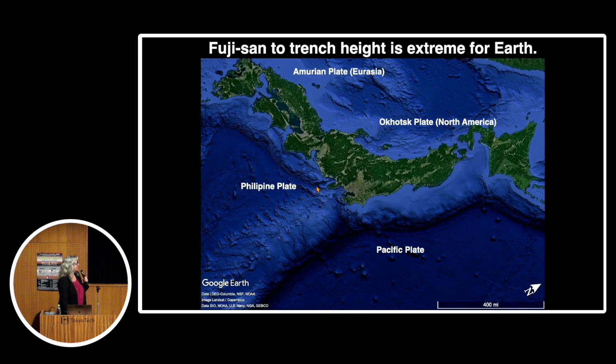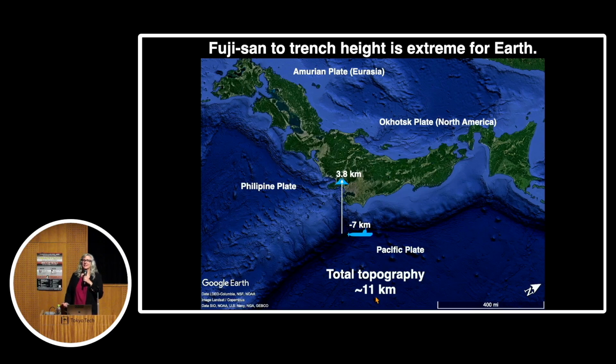And another way Japan is unique, we have beautiful Fujisan, which could be seen today. Fujisan sits at around 4 kilometers elevation above sea level. But if we look below sea level at the trench, that's 7 kilometers. So if we look at the total change in elevation between the trench and the top of Fujisan, that's around 11 kilometers. And this is very extreme for the planet Earth.